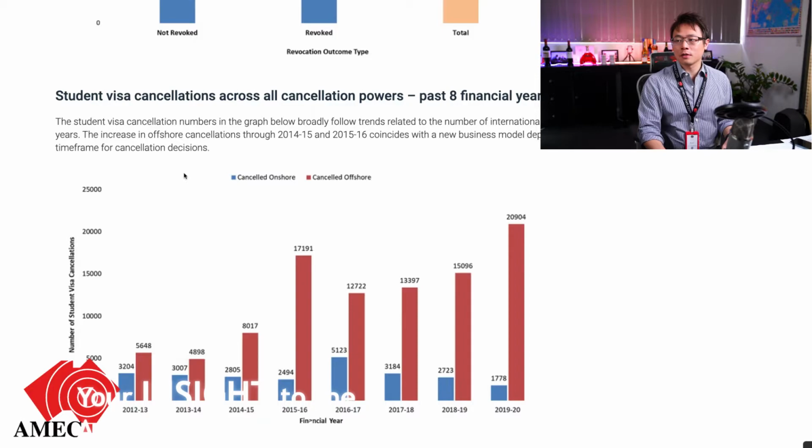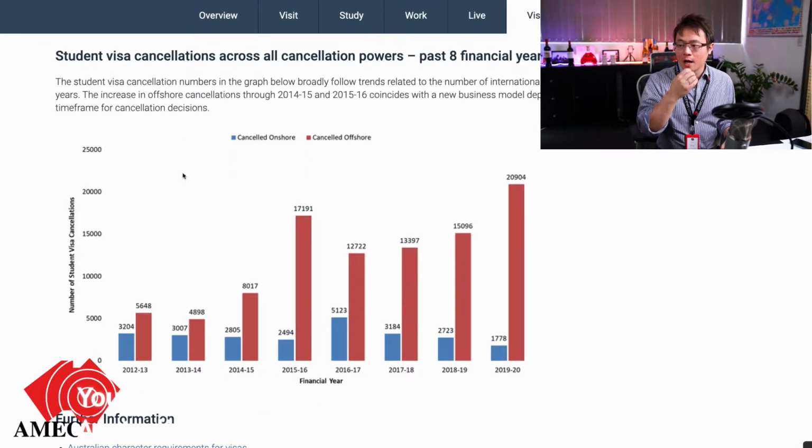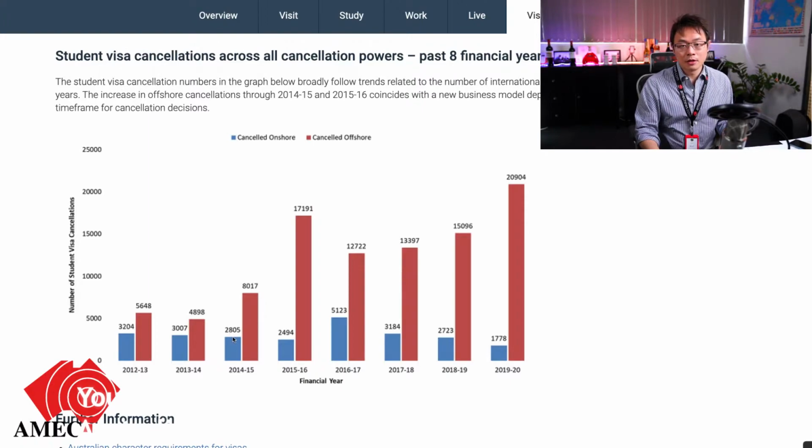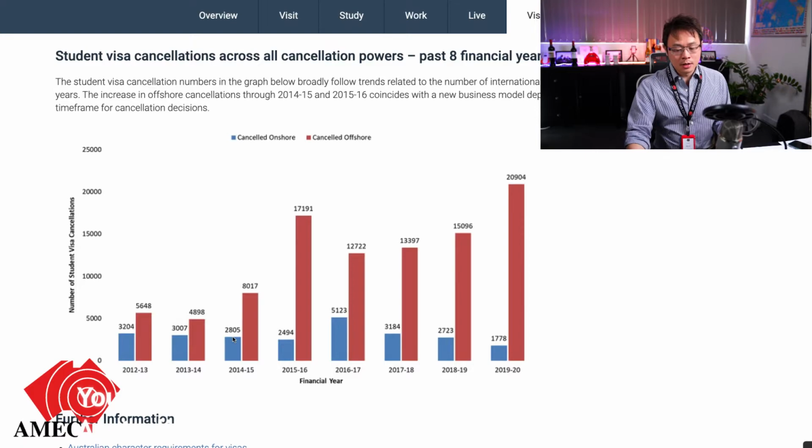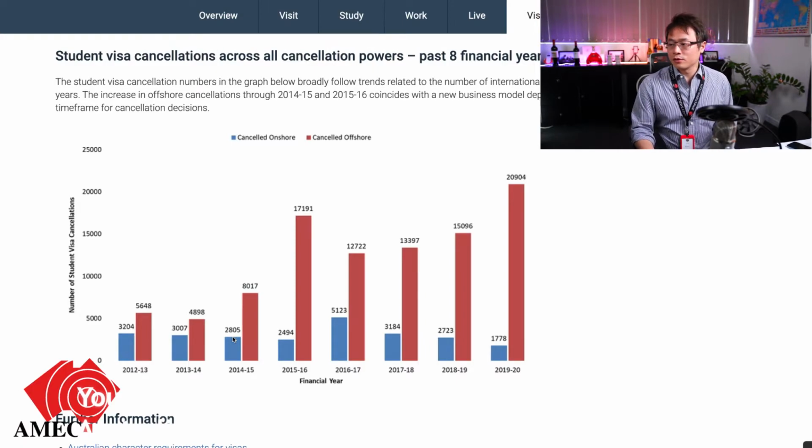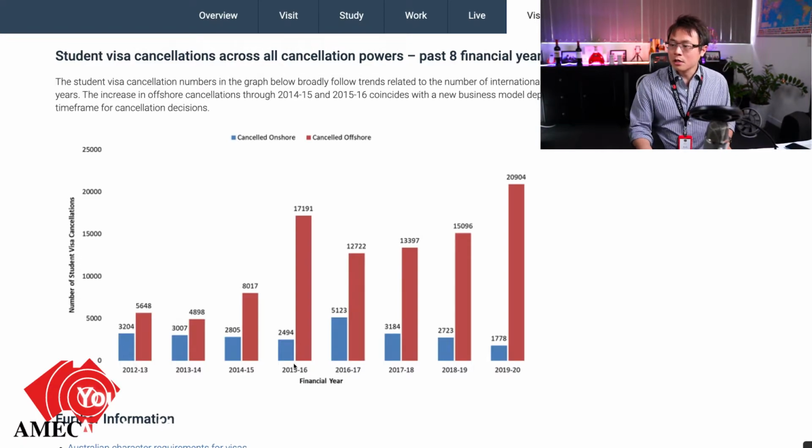And student cancellation. Look at this, this is crazy. People have not really been coming to Australia to study genuinely, and that's a problem. That is the reason for the introduction of the GTE, Genuine Temporary Entrant, required by the immigration law. They need to test whether or not the student is actually a genuine student. As you can see, the offshore cancellations.